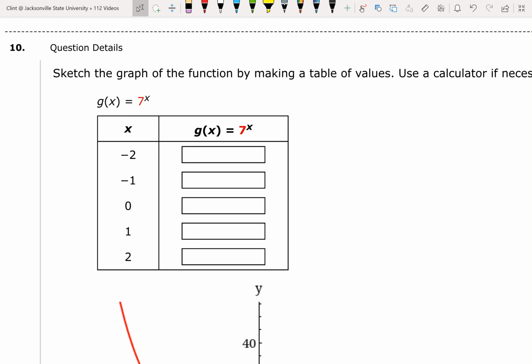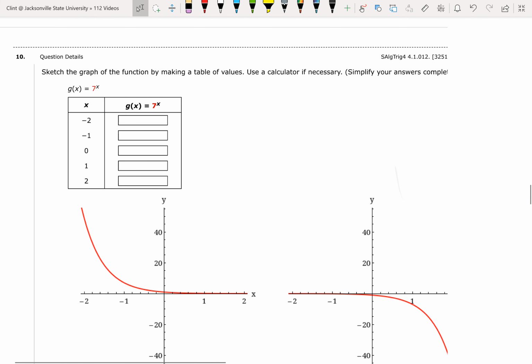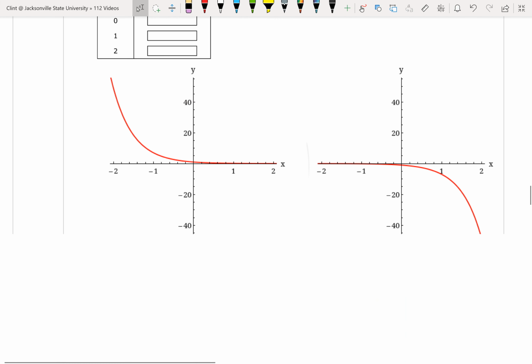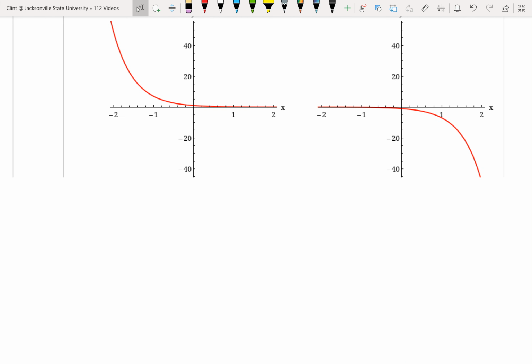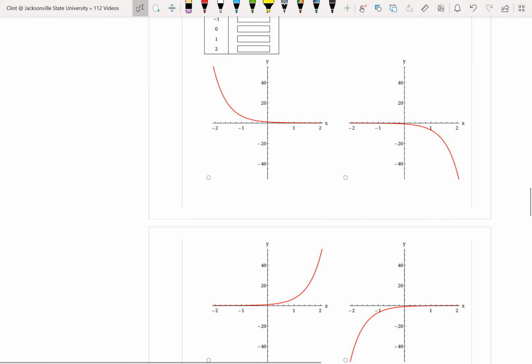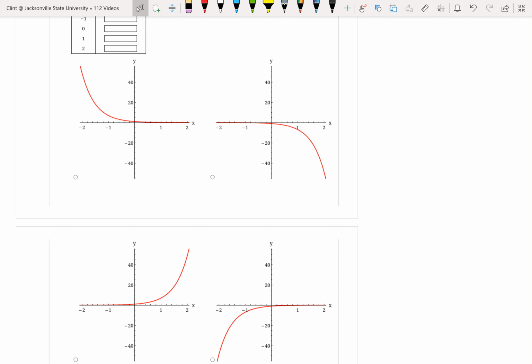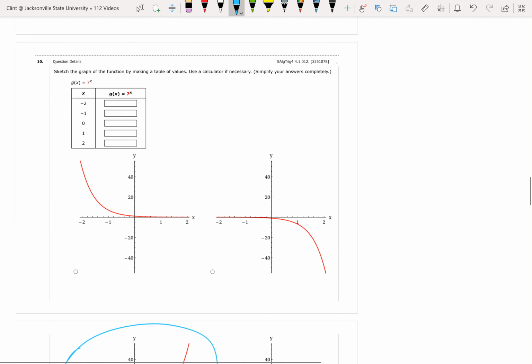Okay. Number 10 tells us to figure out the graph of this exponential function, 7 to the x. And if you remember what exponential functions look like, we can go ahead and pick the graph without even doing any values. Exponential functions, unless they have been shifted or reflected or anything, are going to look like that. So that's our graph. Let me do a different color since the graph's in red. There we go. But let's look at our table of values.